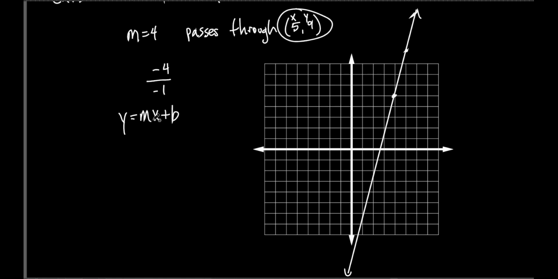I've got y, m, x, b. That's 4 things, and I know 3 of them. I know the x from right here. I know the y right here. And then I know the slope because they gave it to me. So I'm going to put it all in here and then find the y-intercept.